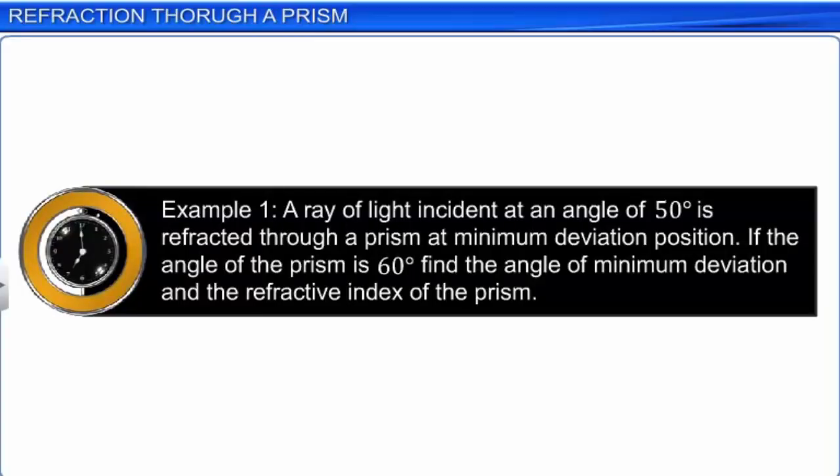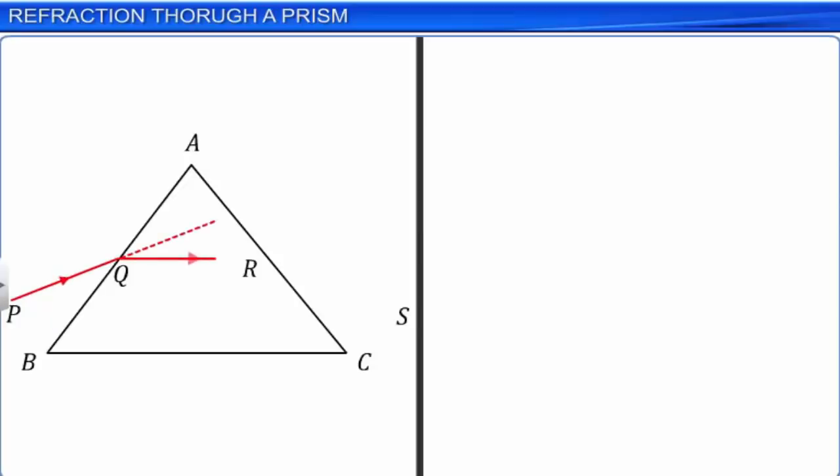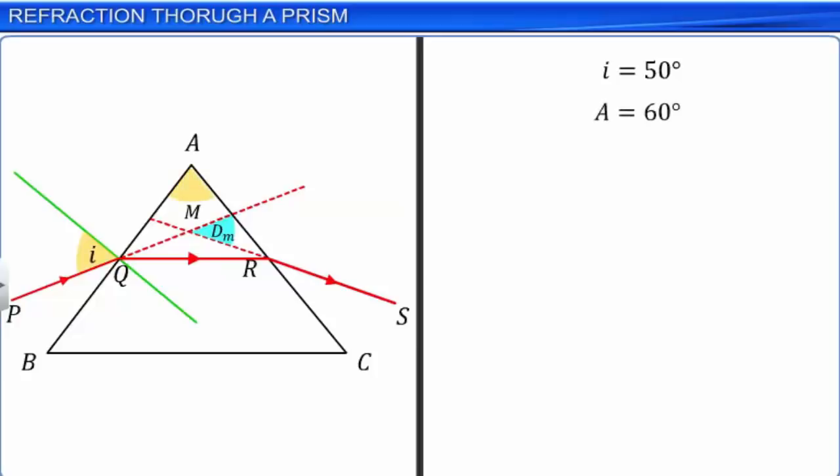We know that deviation d is equal to i plus e minus A. When the prism is at minimum deviation, dm is equal to 2i minus A. On substituting the values of i and A, we get the minimum deviation equal to 40 degrees. Substituting the values of A and dm in equation 7 and on further simplification, we get the refractive index equal to 1.532.